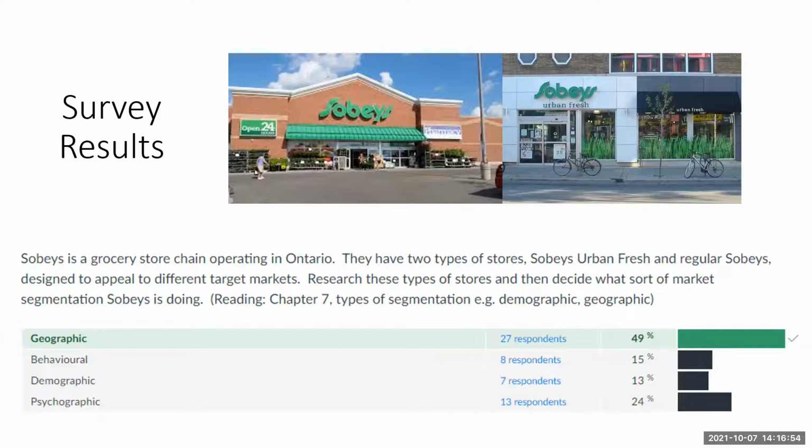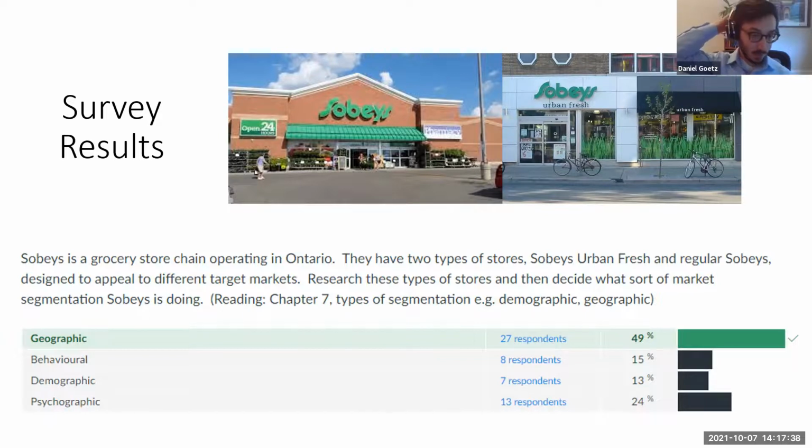So I'm choosing this one because I think there is not really a big difference between the product in a regular Sobeys or Sobeys Urban Fresh, or only a little difference. So in people choosing between them, it's more like a personality difference. Yes, it's only their preference between the two. Okay. Yeah, so I think that this was a very good analysis.